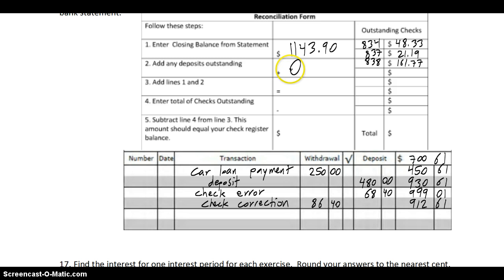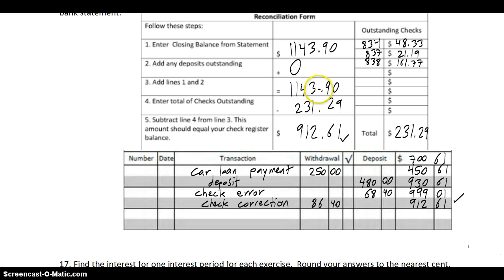Then it says reconcile both. Well, that's all they tell us. No outstanding deposits, so that's quite nice. Add up the outstanding checks. You get a total of $231.29 when you add those. So go ahead and subtract $1143.90 minus $231.29, and you get $912.61, which matches up with your check register.